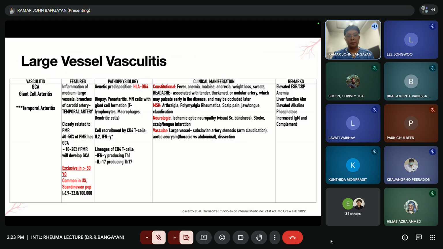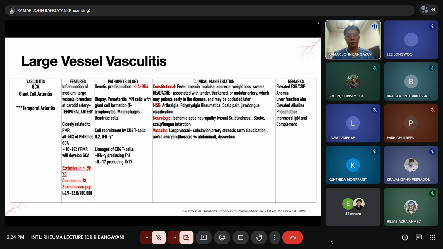It is otherwise known as temporal arteritis. Why? Because the temporal artery is the one that is involved in this inflammation. And it is closely related to polymyalgia rheumatica. 40 to 50% of patients with GCA have polymyalgia rheumatica, and 10 to 20% of polymyalgia rheumatica patients will develop GCA. It's relatively uncommon among Asians, but common among Hispanics and the white population.